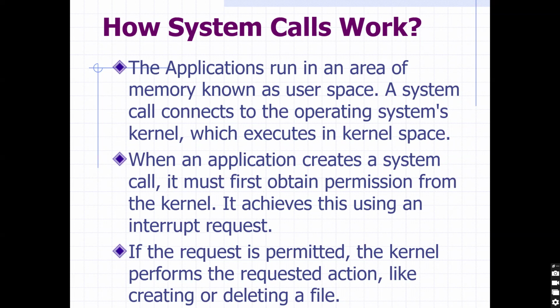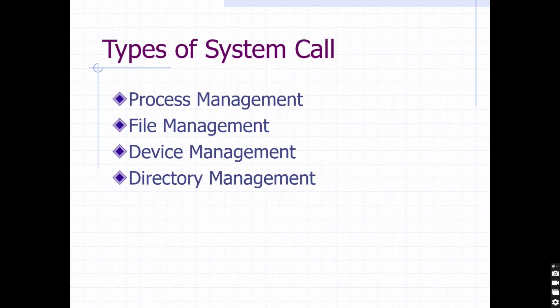When an application creates a system call, it must first obtain permission from the kernel whether it can achieve it or not. If the request is permitted, then the kernel performs the requested action like creating file, deleting file, creating process, deleting process, using the printer. So a system call will be called if and only if the request is permitted. This is how the system call works.